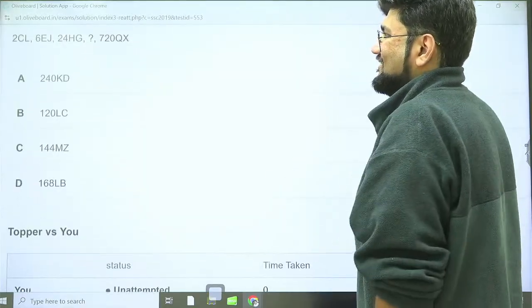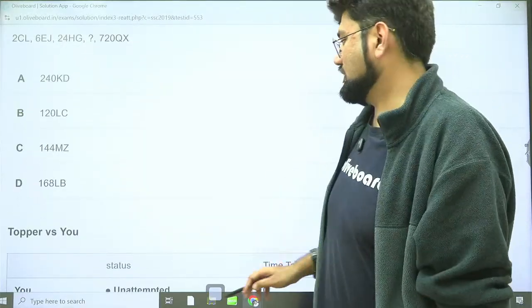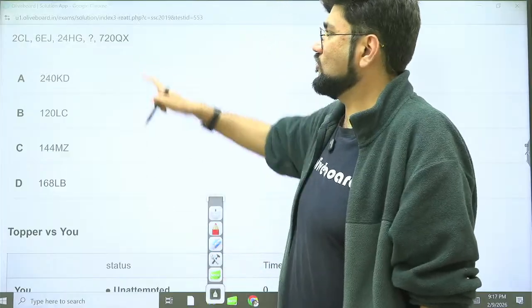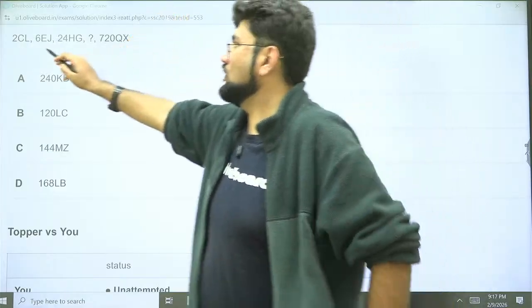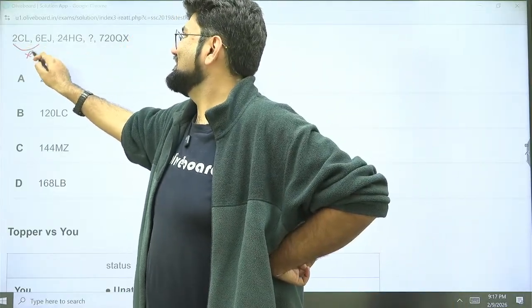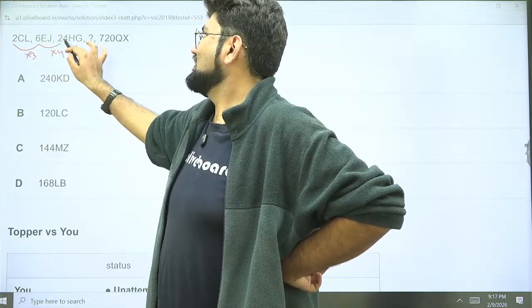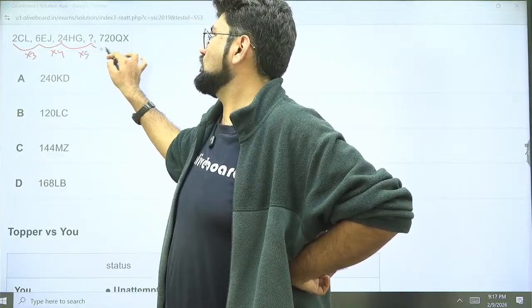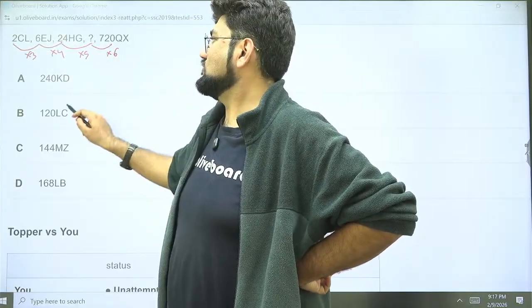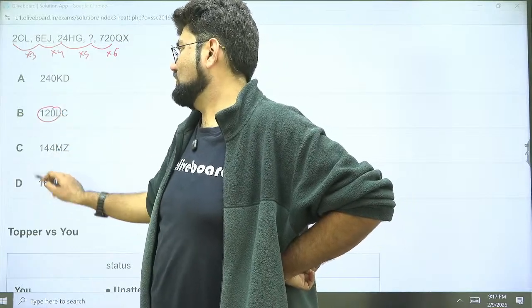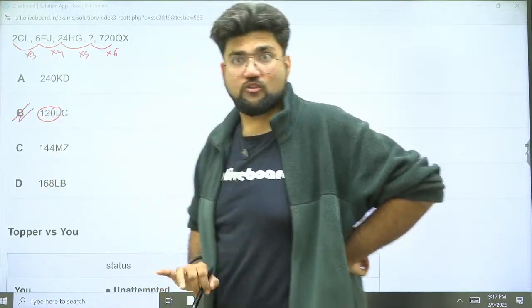Series. Okay. So if you observe the numbers alone, just observe the numbers alone. 2, 6, 24, 72. 2 into 3 is 6. 6 into 4 is 24. So 24 into 5 should be 120 and 120 into 6 is 720. So this is fitting the bill, 120, and no other number is there. So I can go with option B.